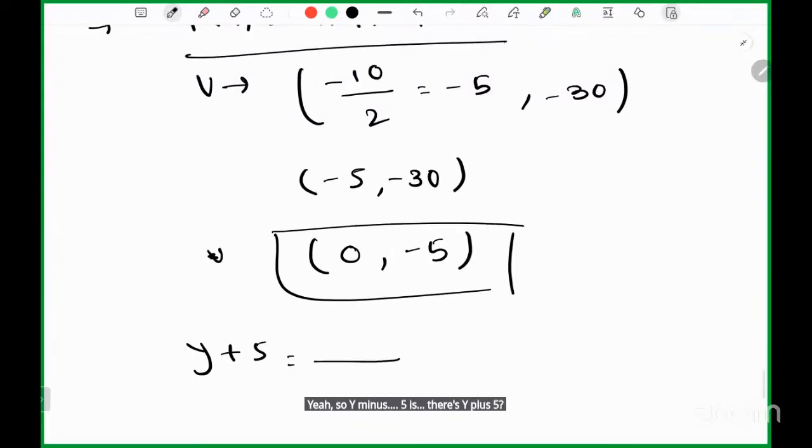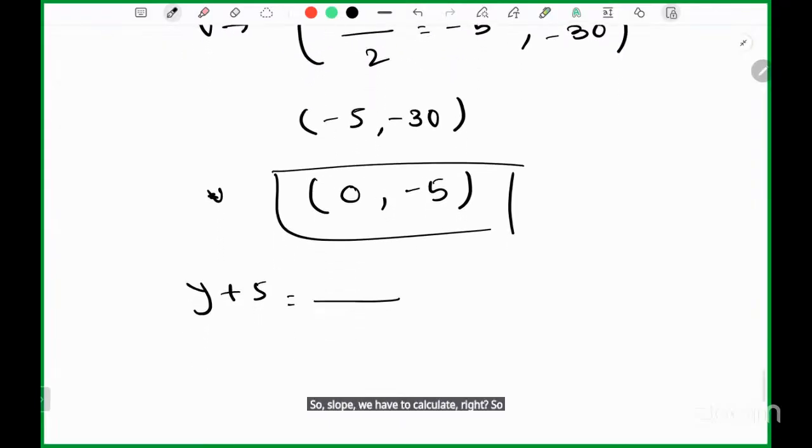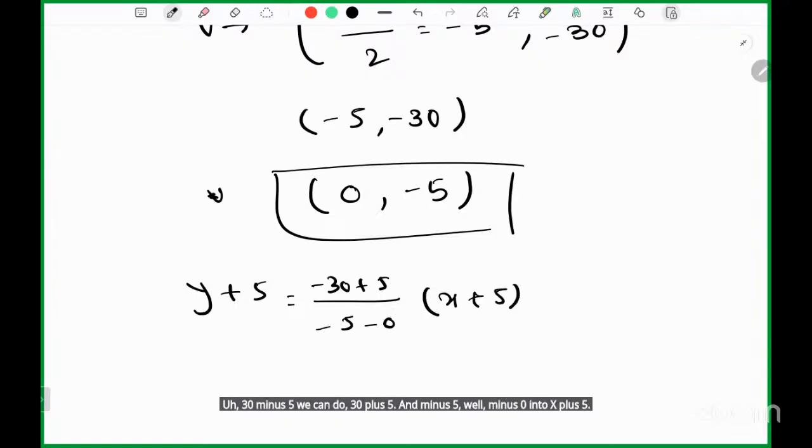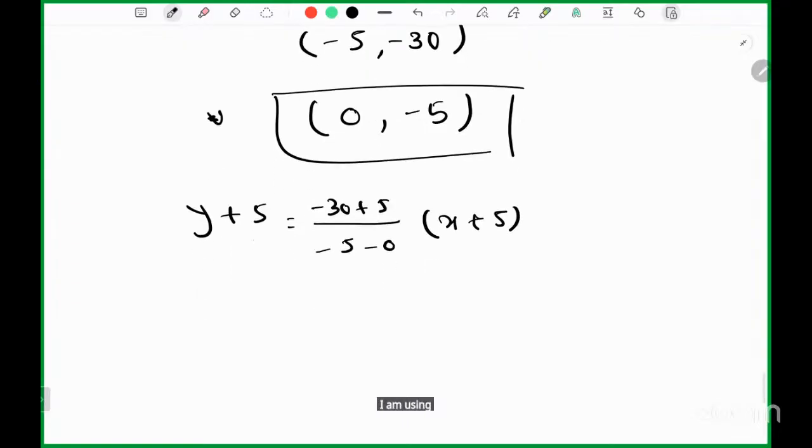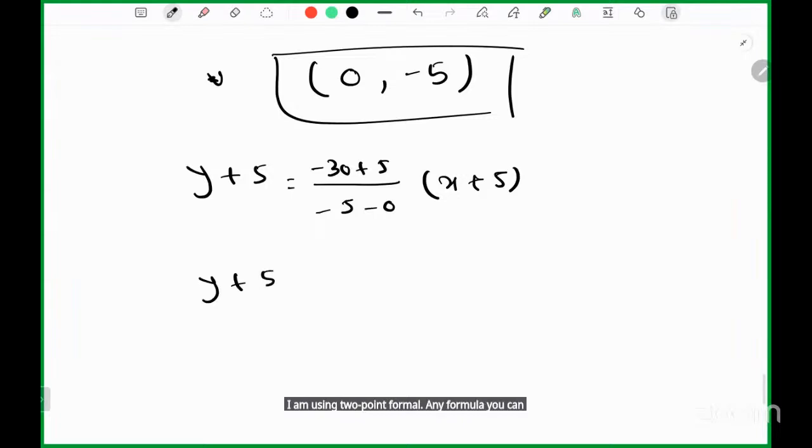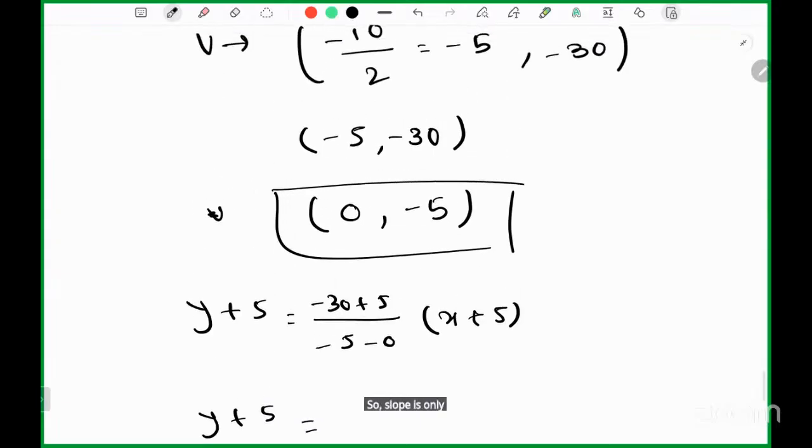So slope we have to calculate, right? So slope will be 30 minus 5, we can do 30 plus 5, and minus 5 minus 0 into x plus 5, right? I am using the two-point formula, any formula you can use. 5 plus 5, what do I want to calculate? The slope of the line, right? So slope is only what we need to calculate.